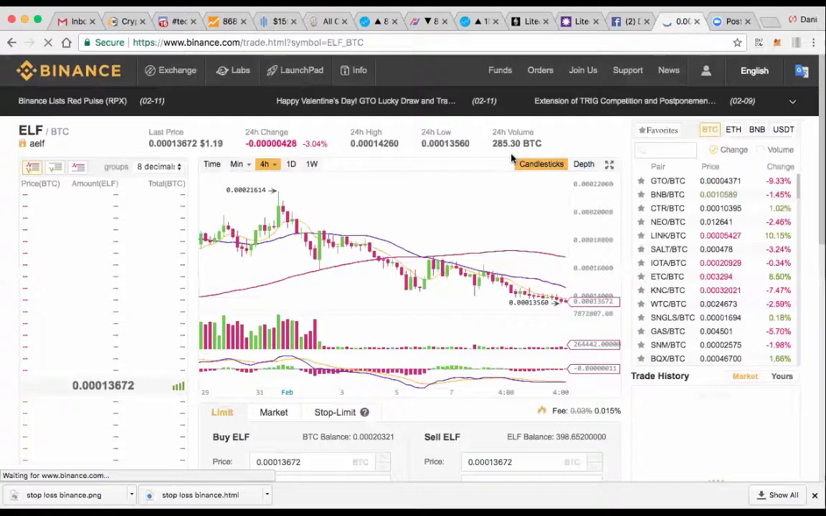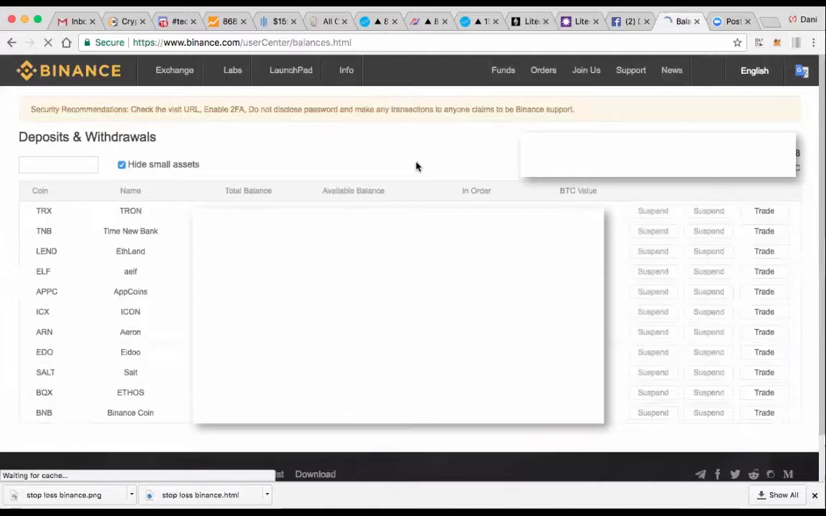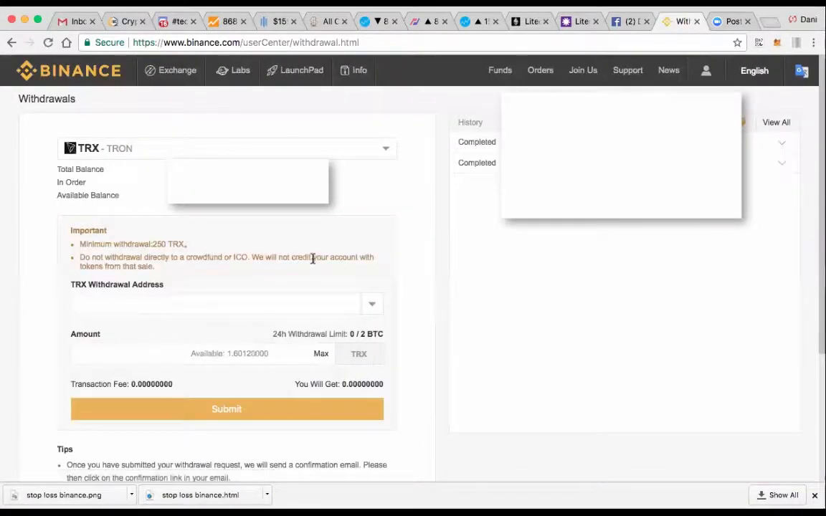And then if you buy a coin on Binance that you want to hold long term and you don't want to leave it on the exchange, which I highly recommend, you go up here, you'll go to funds and you'll go to withdrawals. Or excuse me, actually, you'll just go to balances. And then you can go over here to deposit or withdraw. And let's say I want to withdraw. Click on it. I go to wherever I'm holding my Tron long term, and I would be able to then fill in the address here, click submit, however many Tron I want to send, click submit, and it will send my Tron to that wallet.